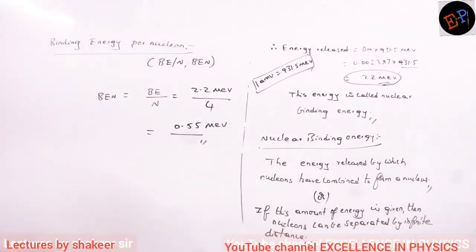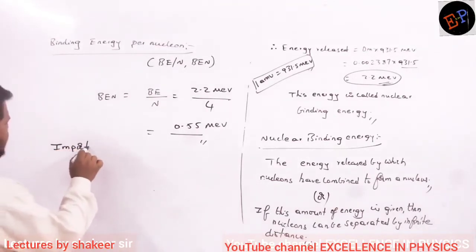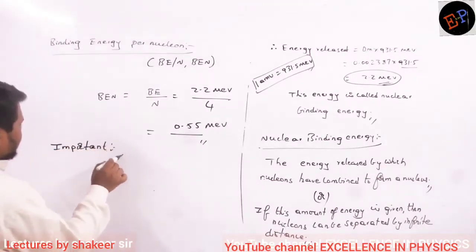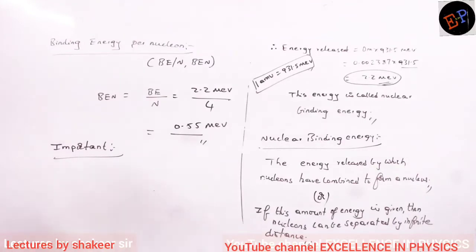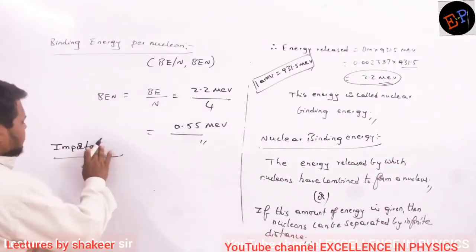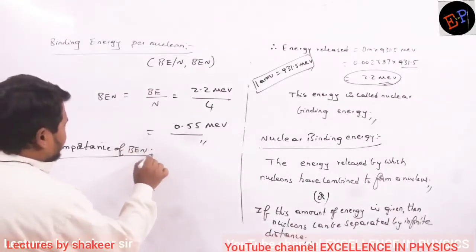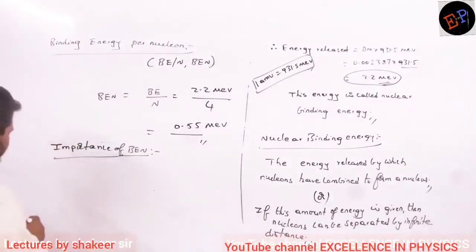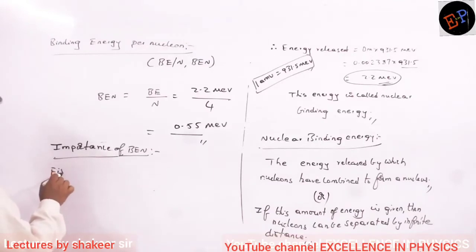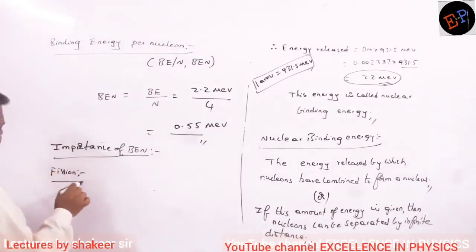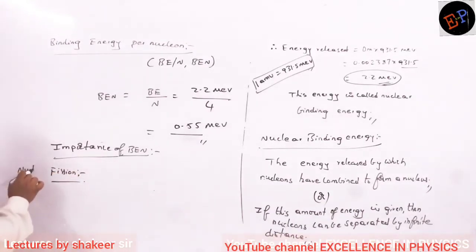Now here, what is the importance of this binding energy per nucleon? That we will write down. This is the most important point in this topic. Okay? So, importance of BEN. Okay. So first of all, we will study fission, nuclear fission. Okay? What is meant by nuclear fission?